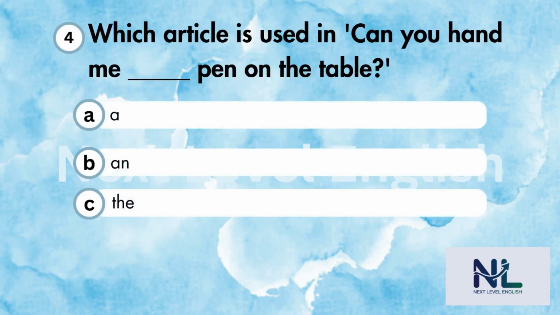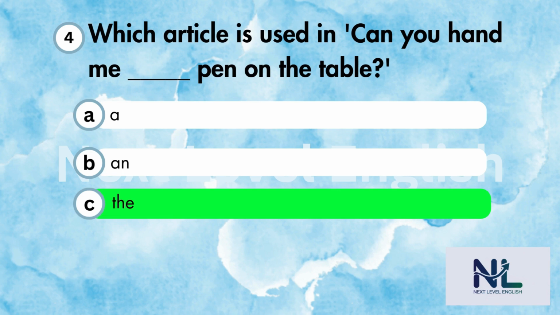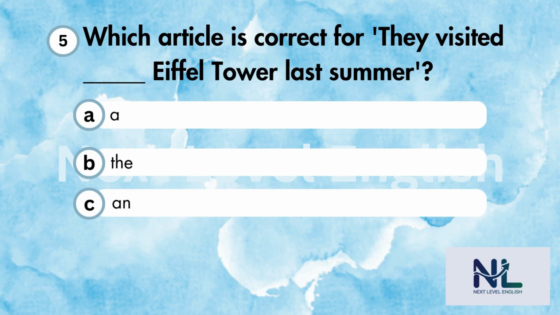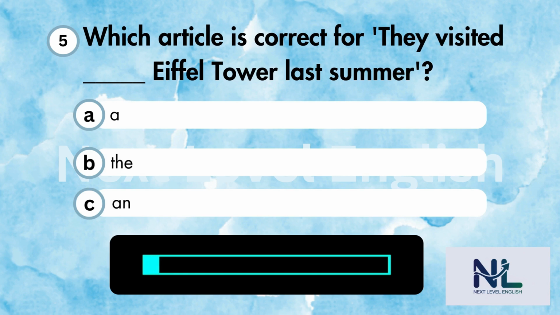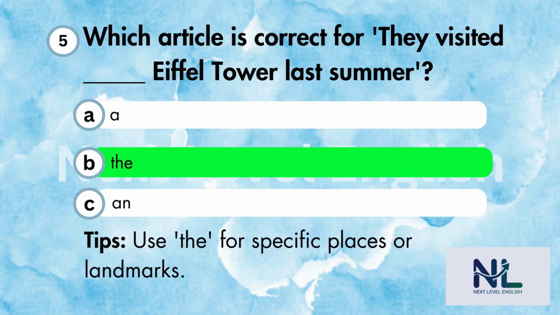4. Which article is used in "Can you hand me the pen on the table?" The. Tips: use "the" for something specific, like the pen mentioned. 5. Which article is correct for "They visited the Eiffel Tower last summer?" The. Tips: use "the" for specific places or landmarks.